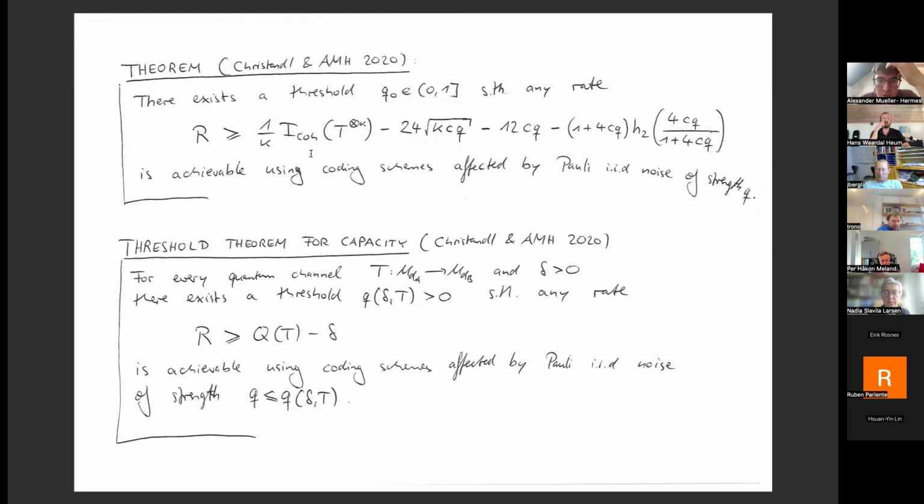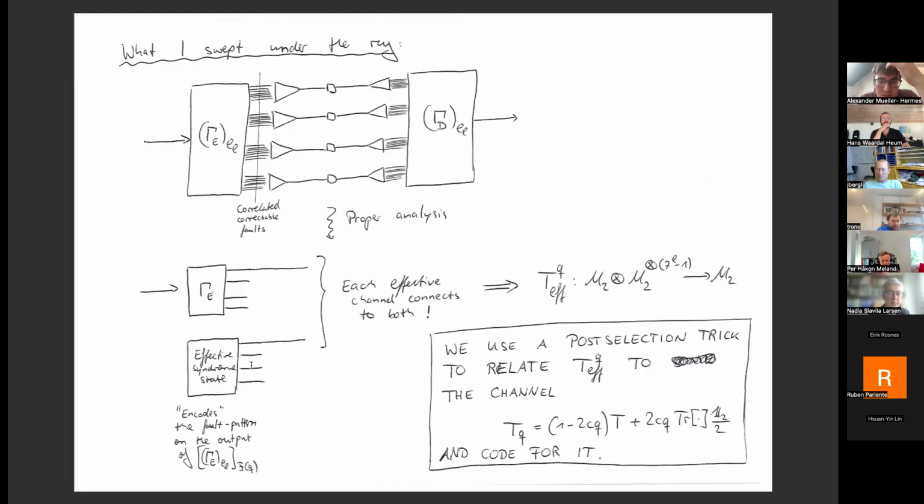And that has to do with this issue that I pointed out, that there are these correlated errors happening here, and that we have to use this post-selection trick.